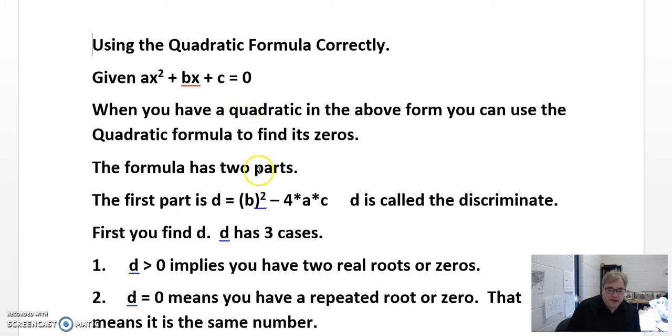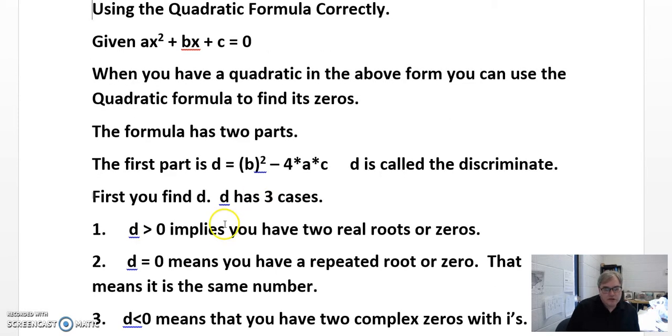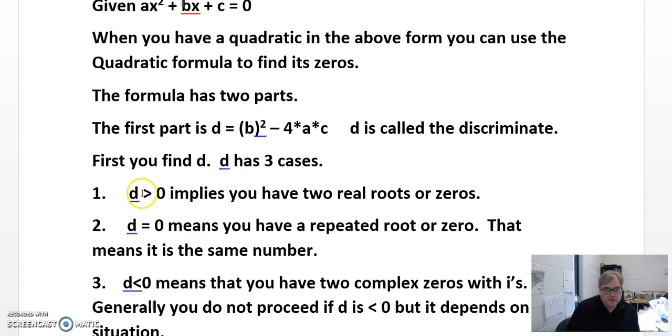The first part is finding d, and d is called the discriminant. What it does is it discriminates between what kind of zeros you're going to have. So you could have two real zeros, two imaginary or complex zeros, and two repeated roots, which are a repeated zero. That just means the same number repeated twice. So when you find d, you should always do a quick look to see, first off, if it's greater than 0, equal to 0, or less than 0.